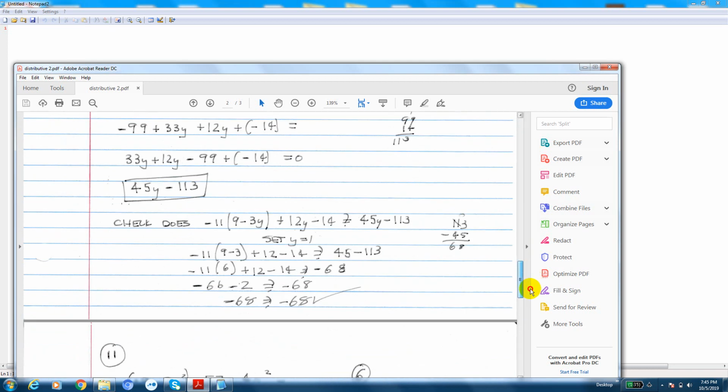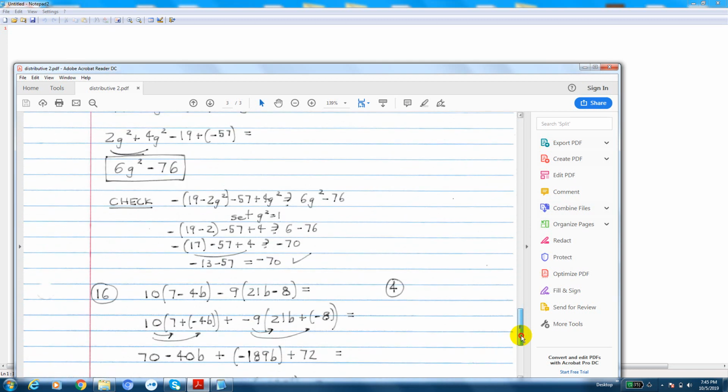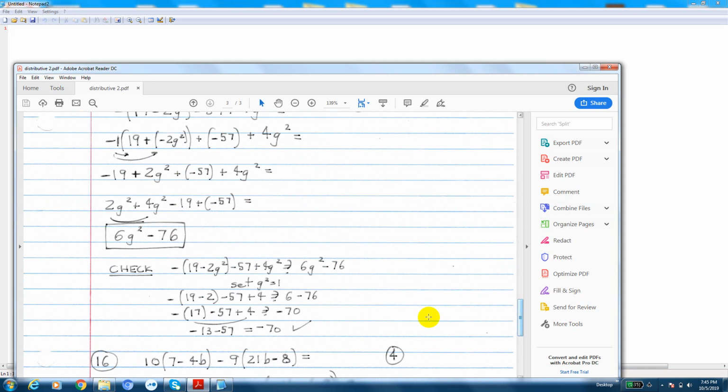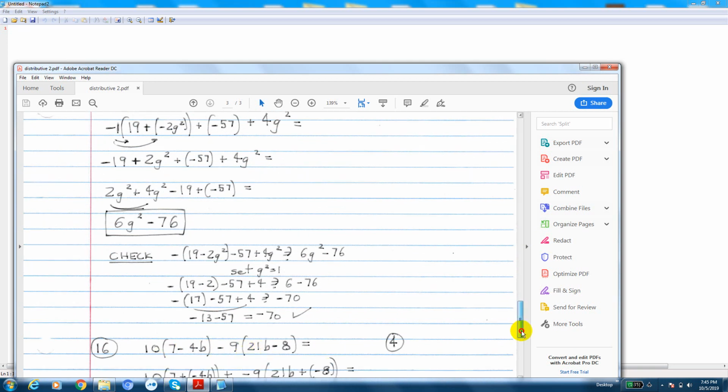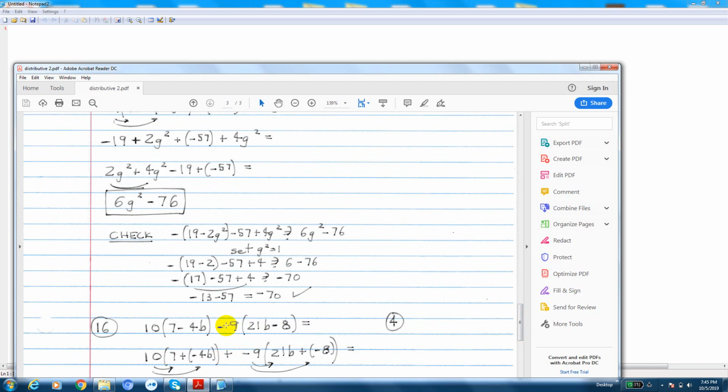Where's number 4? Where's number 4 hiding? This is number 4, so we have this problem here. Again, you have some negative signs, right? And then you put a positive, but here you have a negative 9, you do a plus negative 9. See that? Anytime you have a negative sign in the middle, you do a plus negative.